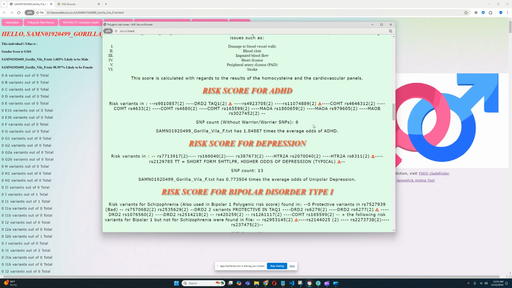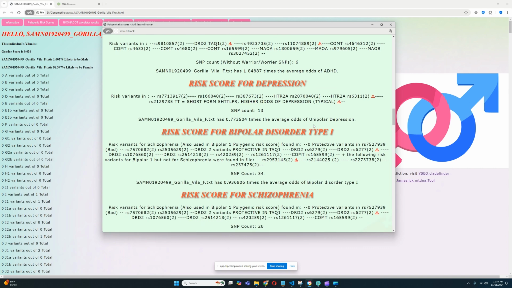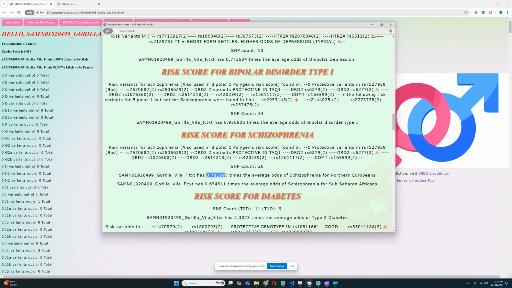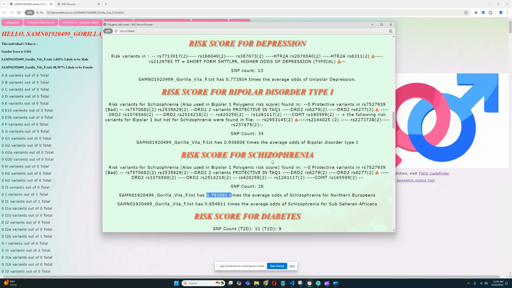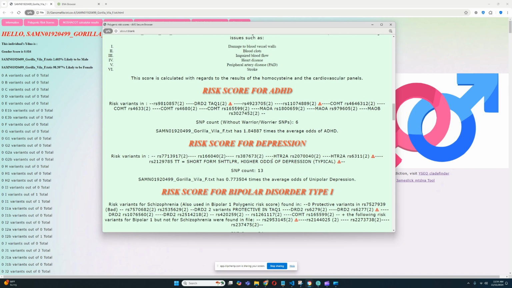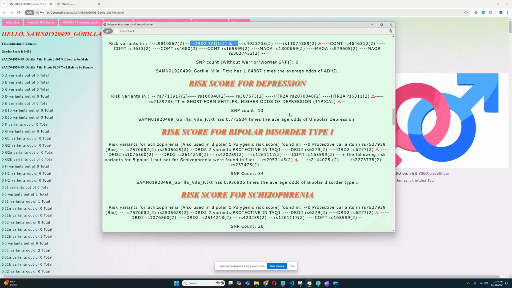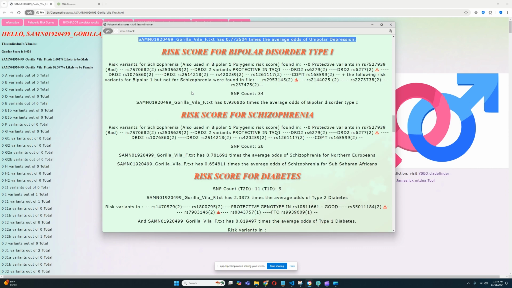This will also decrease her odds for bipolar 1 and schizophrenia, and she scores average for bipolar 1 and low for schizophrenia. Right. So this genotype in TOC1 did decrease her odds for bipolar 1 and schizophrenia a little bit, and it did increase her odds for ADHD. She's scoring below average for unipolar depression.